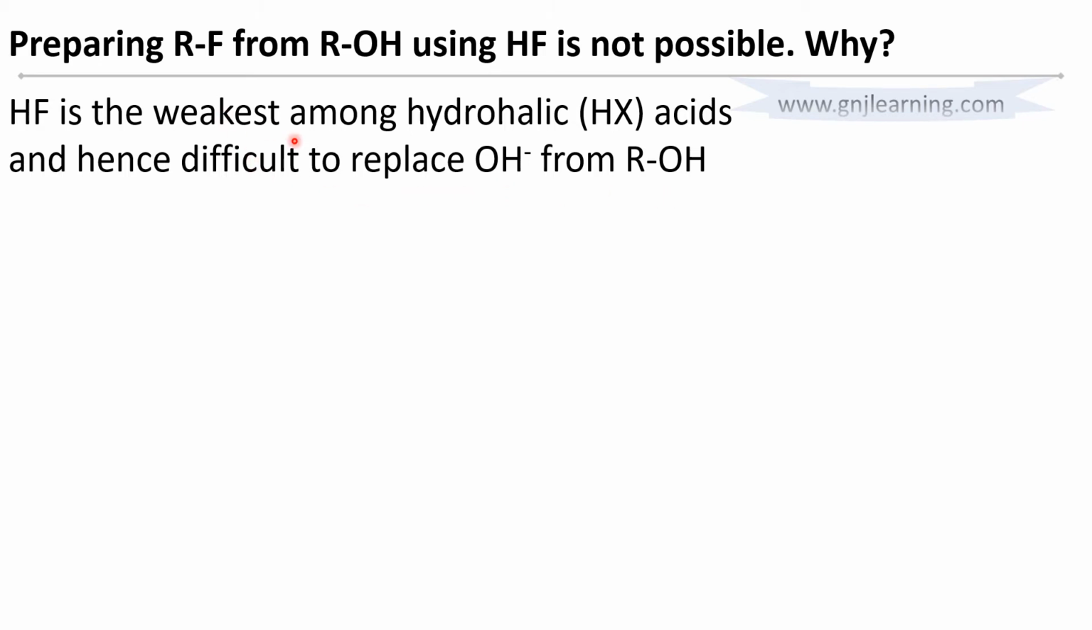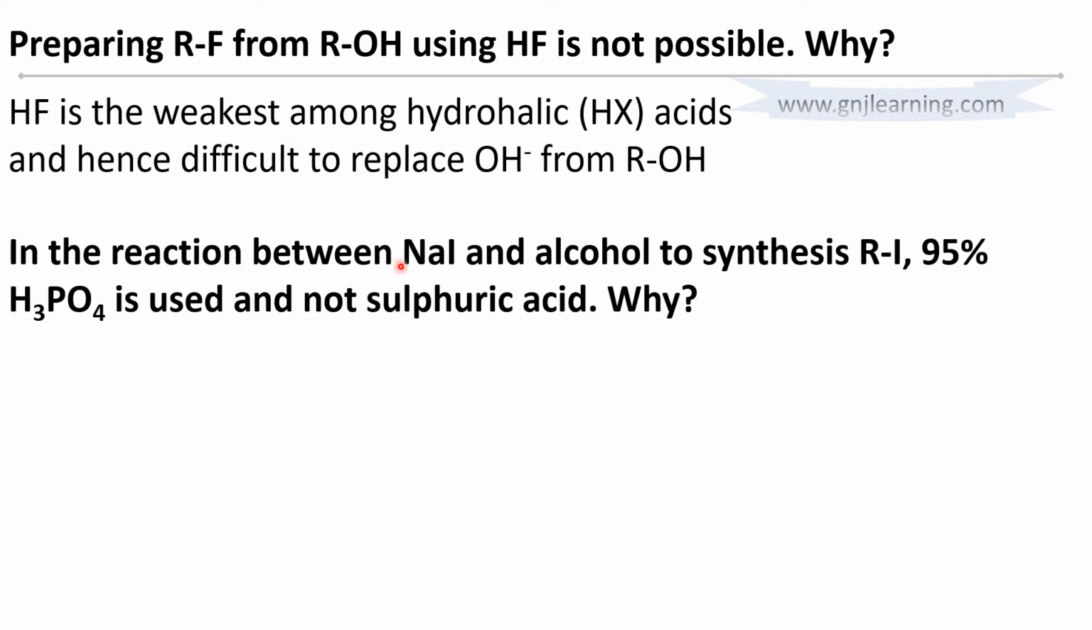Clear? Now next. In the reaction between NaI and alcohol to synthesize iodoalkane, we have seen that, isn't it? To the alcohol what I added was NaI plus 95% orthophosphoric acid, and I did not use sulfuric acid in that case. In the case of iodoalkane, I did not use sulfuric acid. Instead, I used 95% orthophosphoric acid. What is the reason?